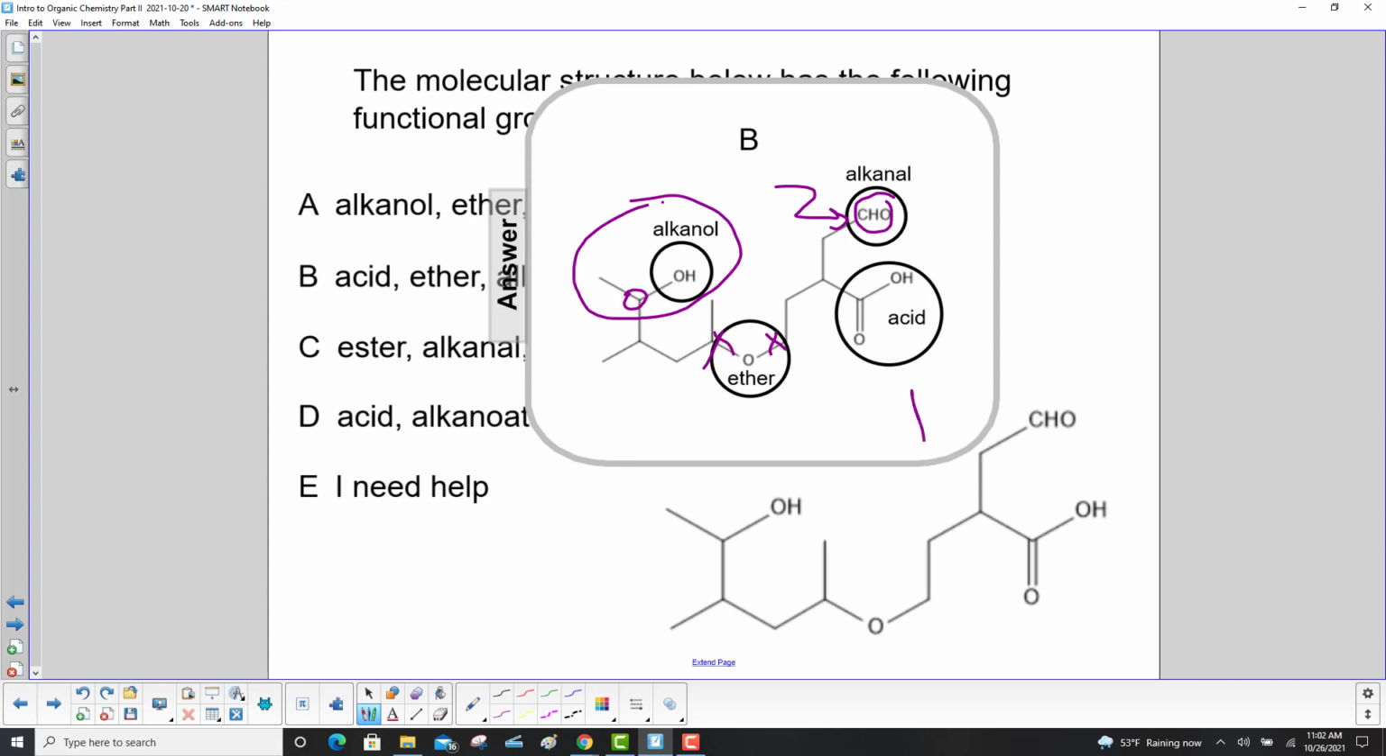And then finally, we have an acid. And what's an acid? That's a CO, have that right over here, connected to a hydroxyl group, OH. So our answer is B.